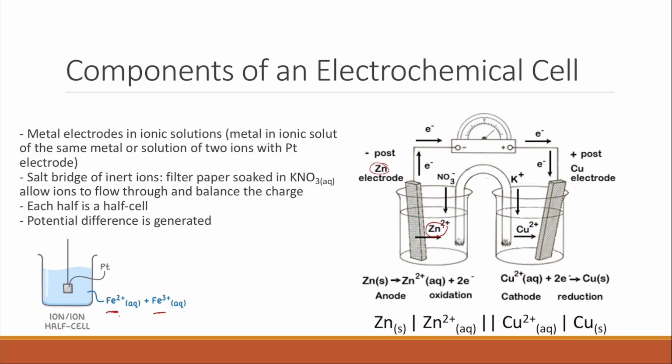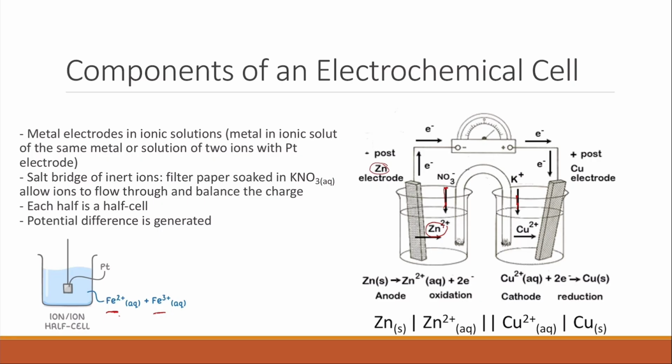The role of the salt bridge is to allow the ions to flow through and to balance the charges. For example, if we put potassium nitrate, the nitrate will move here and the potassium can move to the other side to balance the charge on both half cells. There will be a potential difference generated because in one half cell there will be a reduction reaction, and in the other one there will be oxidation.